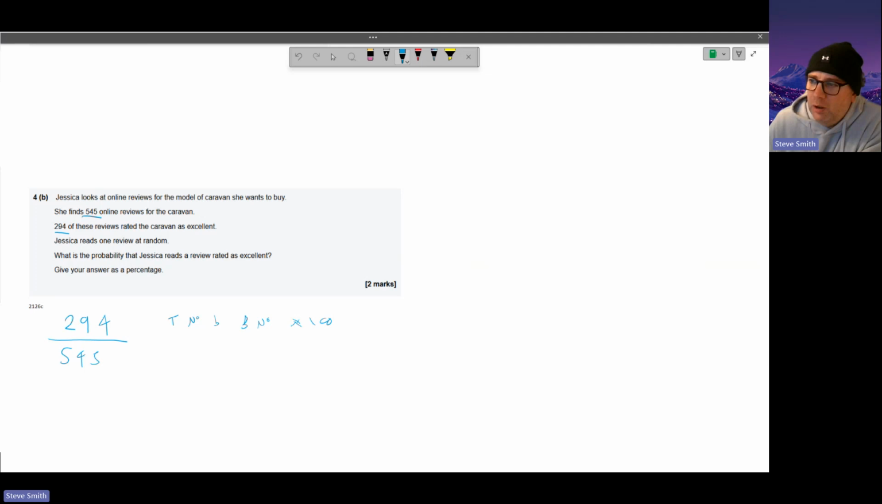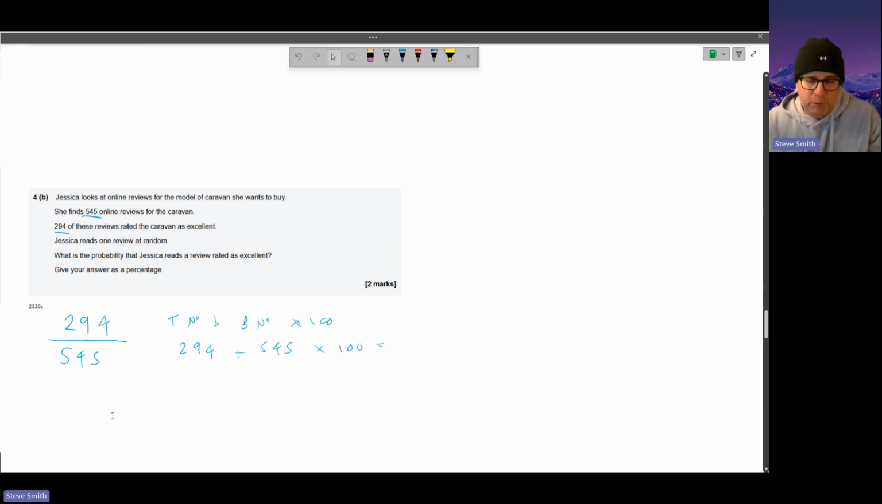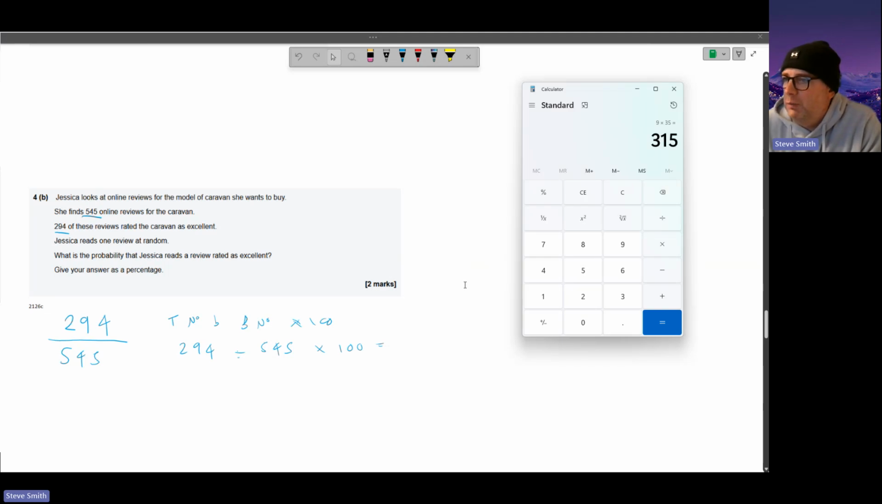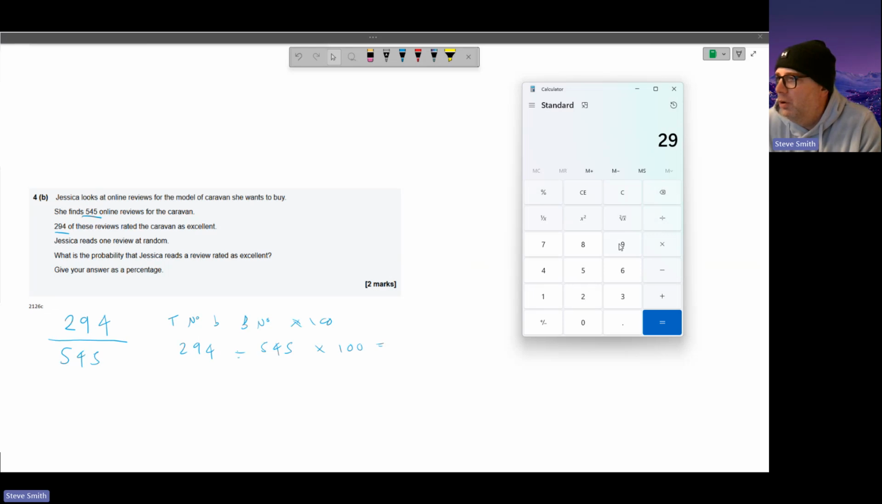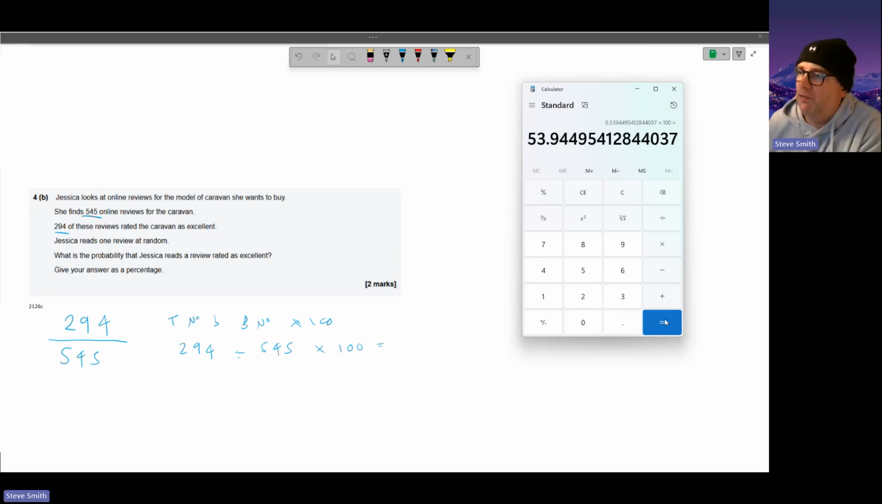So we've got 294 divided by 545 equals our decimal, times by 100 gives us our percentage. So let's get the calculator open and do that sum, and we've got the probability that Jessica is going to choose an excellent review from that caravan. Right, 294 divided by 545 equals the number as a decimal. We don't need to write that down because we're just going to multiply it by 100 now anyway. And we've got 53.94.